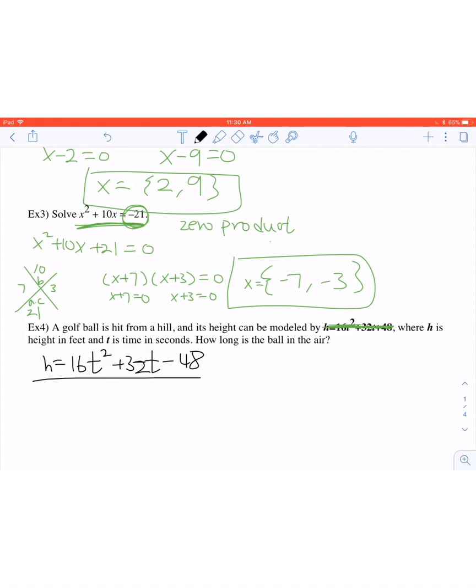Alright, so I would like you to understand what this question is asking. If they're asking you how long the ball is in the air for, they're also asking, so when is the ball going to hit the ground? So what that means is we want to find out how long it's going to take for the ball to be at 0 feet again. So we're going to set h equal to 0 because we want to know when it's going to be at 0 feet. So let's solve this. 16t squared plus 32t minus 48 is equal to 0. We're going to solve by factoring.